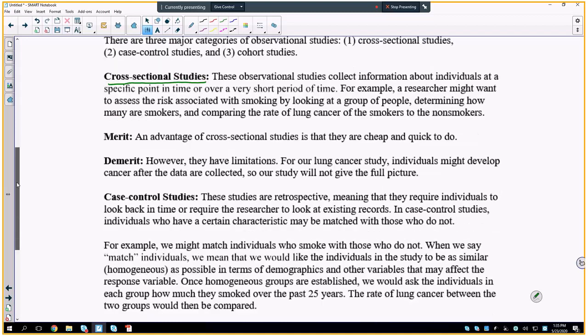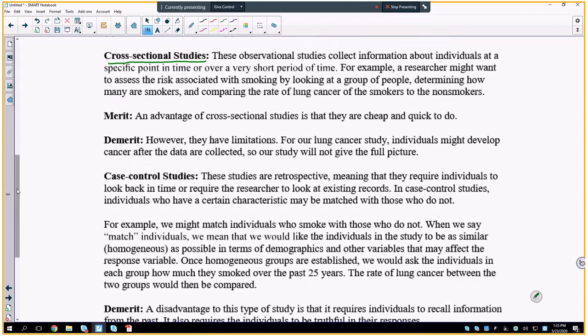The pros to this, or the merits, would be that they're cheap and easy to do because you're just looking at it once. But the demerits are that they have limitations. For example, in the lung cancer study, individuals might develop cancer after the data is collected. So the data of just asking them at a certain period of time if they have lung cancer doesn't really give us the full picture about the relationship between smoking and cancer.